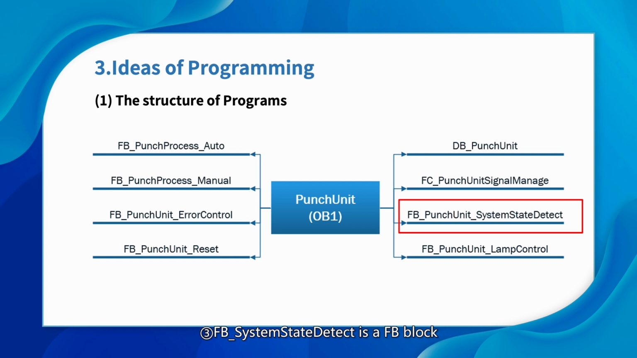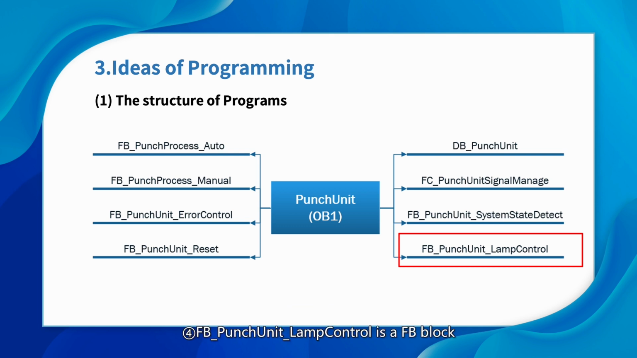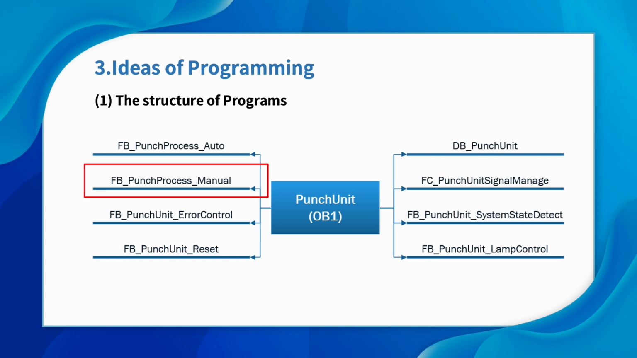3. FB2 system state detect is an FB block. It is used to change the states of a punching unit. 4. FB2 punch unit to lab control is an FB block. It is used to control pilot labs of a punching unit. 5. FB2 punch process to manual is an FB block. It is used to control the punching process manually.